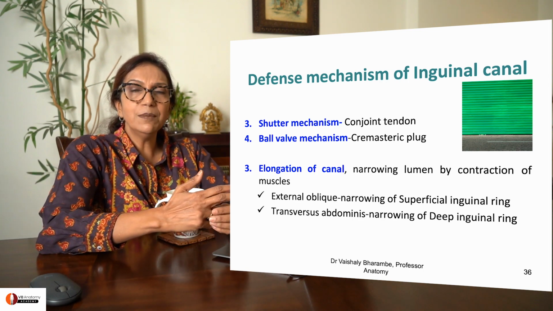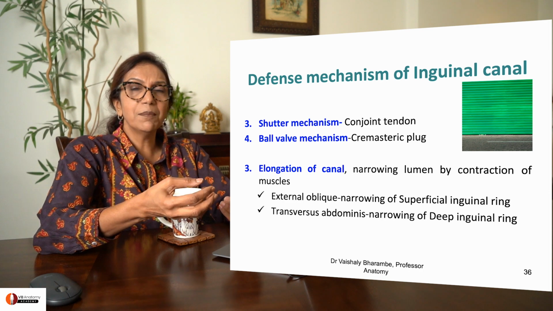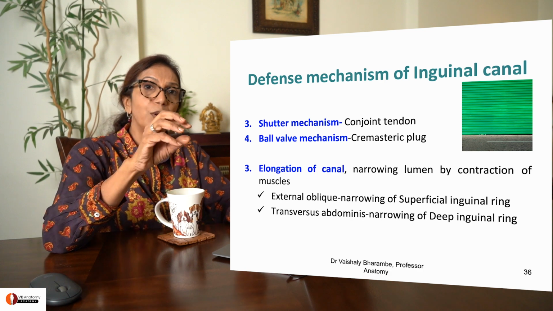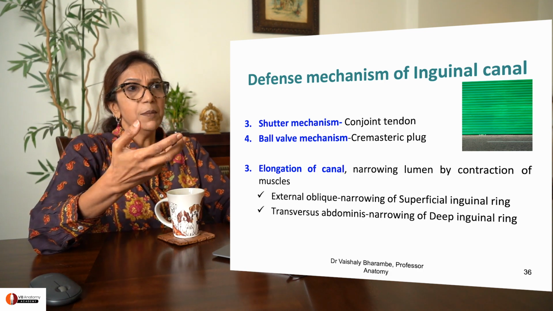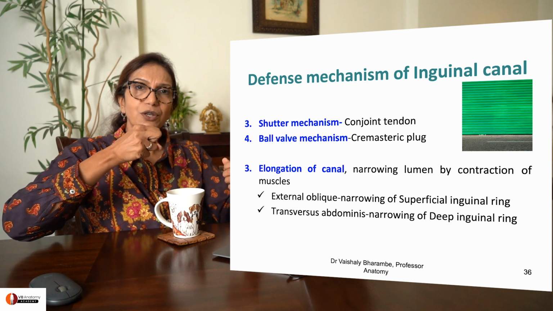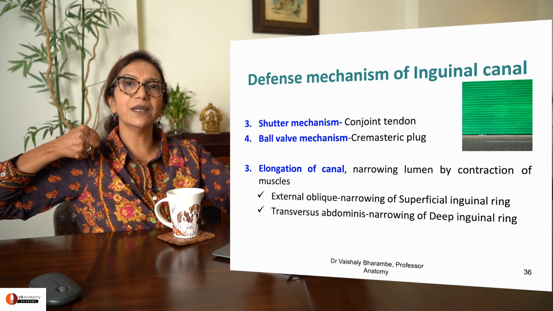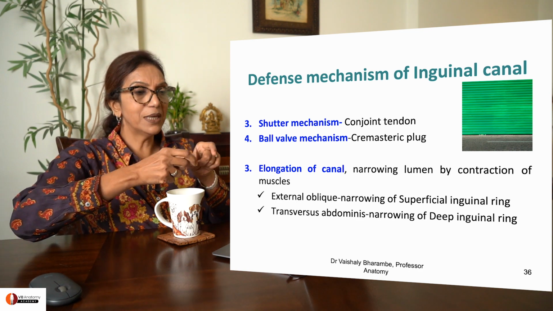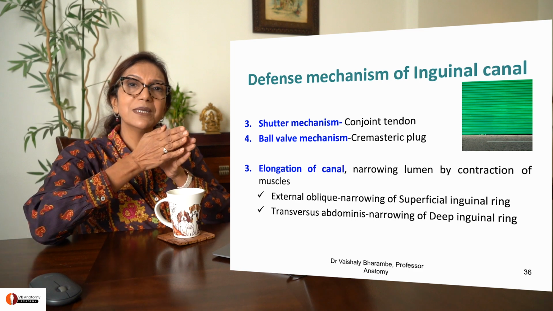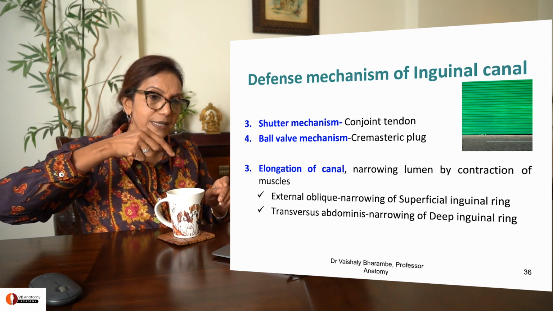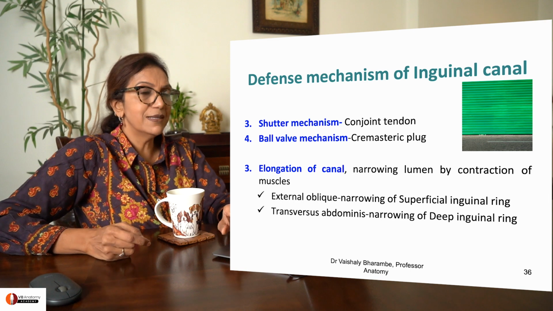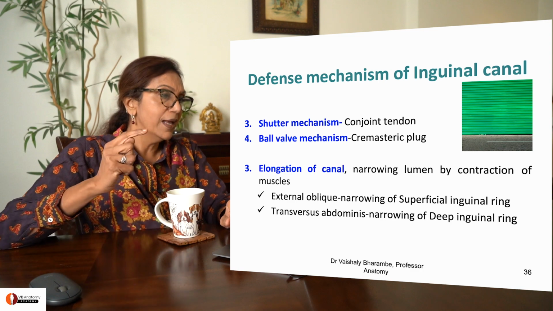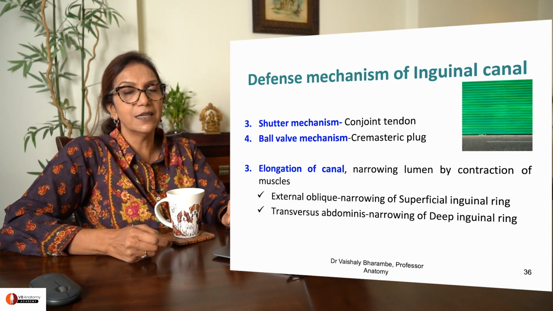Ball valve mechanism, the cremaster muscle causes the testes to get pulled up to the superficial inguinal ring, blocking it. Again, remember that it's an oblique canal. Contraction of muscles causes the obliquity to increase. If the canal is this much, when the muscles contract, the canal gets elongated. But as the canal gets elongated, it becomes narrow. The narrow canal does not allow structures to pass through. This is another mechanism of protection. So here you have external oblique and transversus abdominis acting in this mechanism.